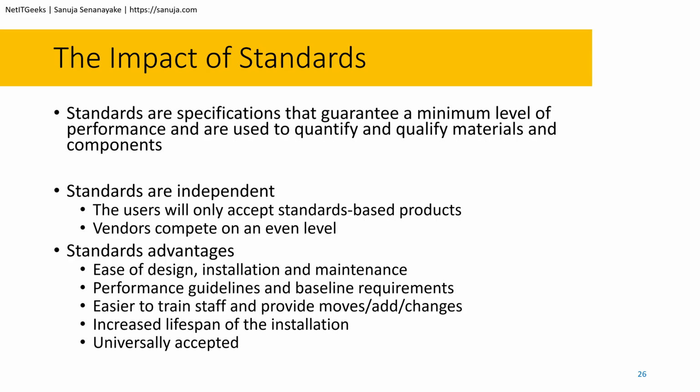Standards have lots of advantages, which are ease of design, installation and maintenance. Performance guidelines and baseline requirements are met by all those independent manufacturers. It is easier to train staff and provide moves, adds, or changes to your network. For example, if you have an IT professional who is a Cisco expert, it would be very easy for that expert to transition into IBM switches and routers and mainframes for switching and routing, because Cisco networking infrastructure should be similar to that of IBM, because they are using the same packet transmission standards. There is also increased lifespan of the installation, and universal acceptance.